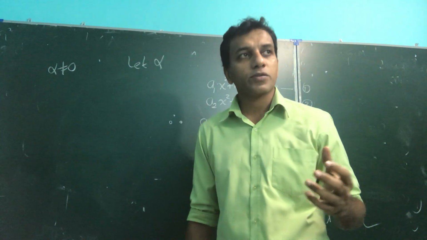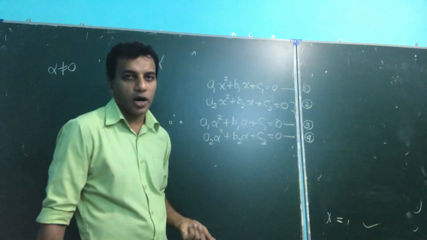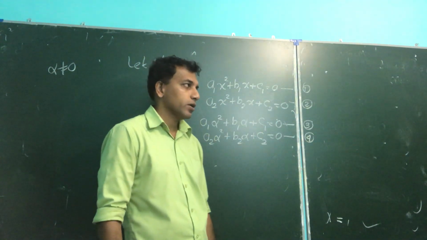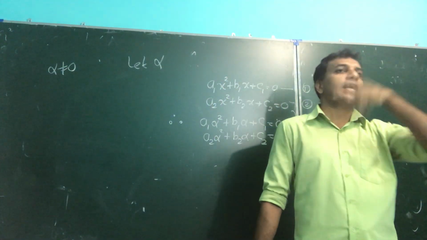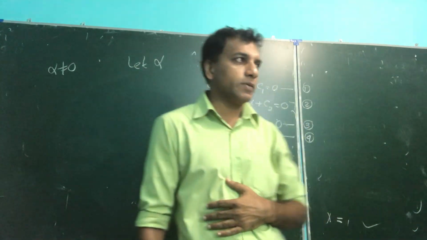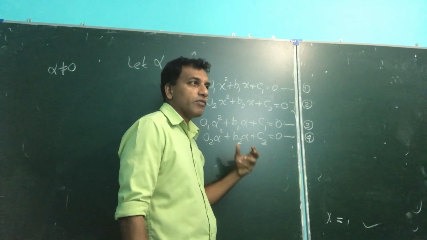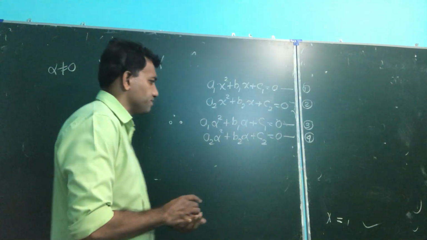One is to find alpha equal to what. The other one is alpha square equal to what. Then one is the square of the other one. So that's the solving method. These are two simultaneous equations. We find alpha equal to what and alpha square equal to what.